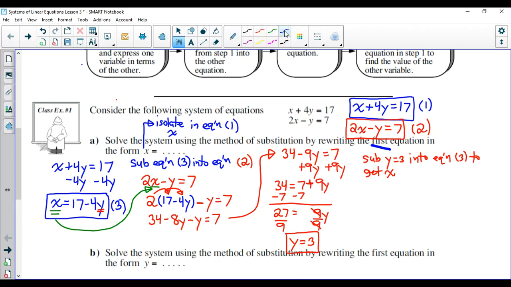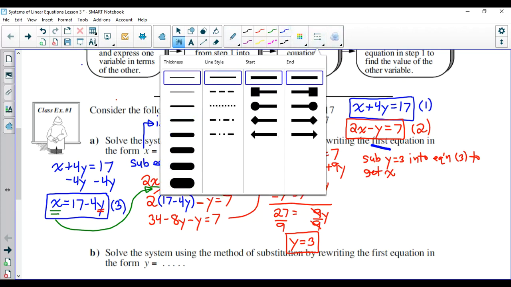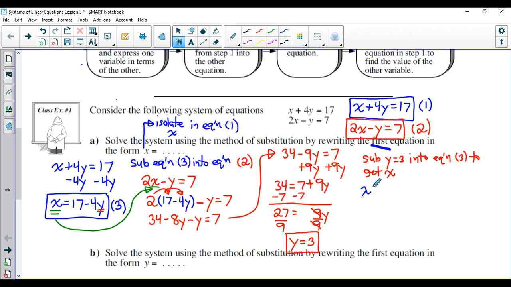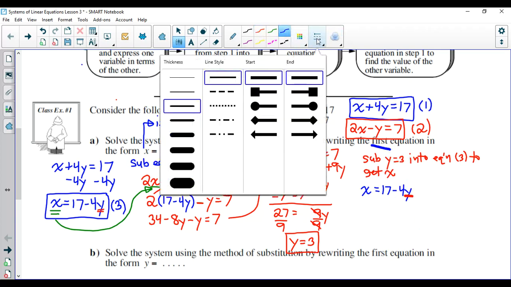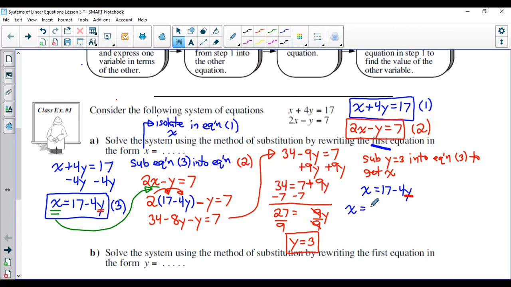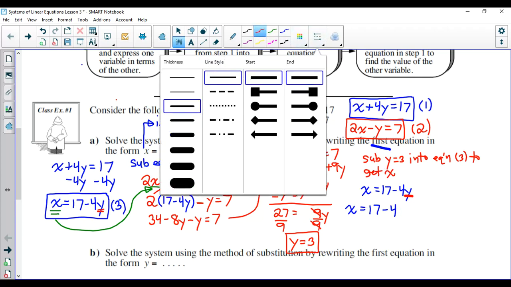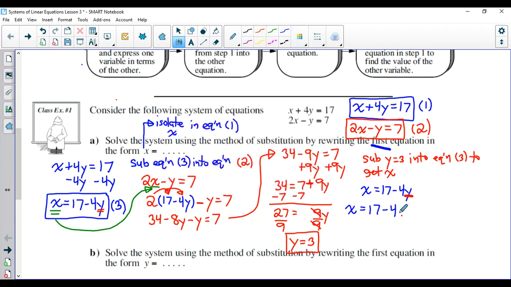Okay, so let's write down equation 3. Equation 3 is x is equal to 17 minus 4y. But what I'm going to do is replace y with 3. So I would then have x is equal to 17 minus 4 times 3. Now we know the value of y is 3, so I can just replace this y with 3 here.